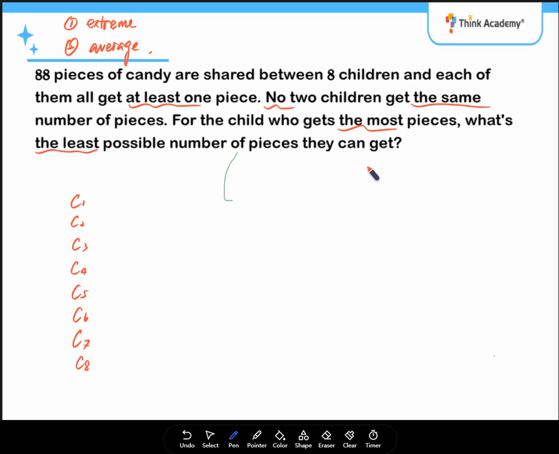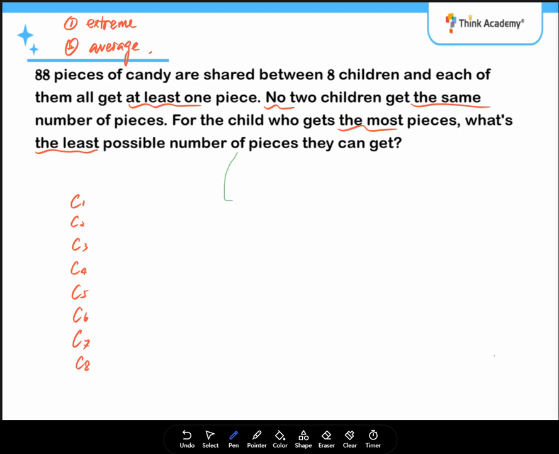So type in the chat box whether it's the extreme condition, which means 1, or the average condition, which means 2. I'll give you 5 seconds to think about it. So for the one who gets the most pieces, what's the least possible number of it? Okay, now type your answer in the chat box.